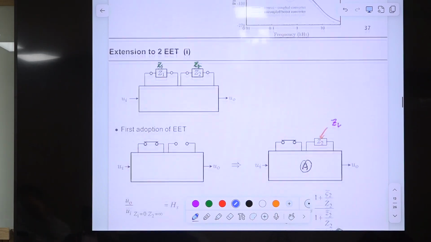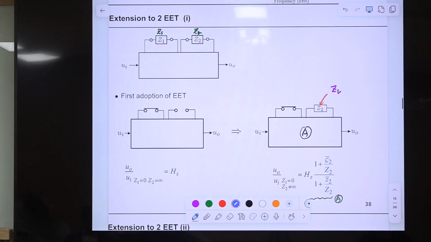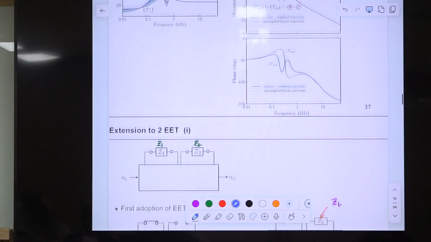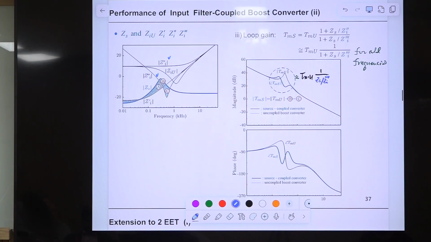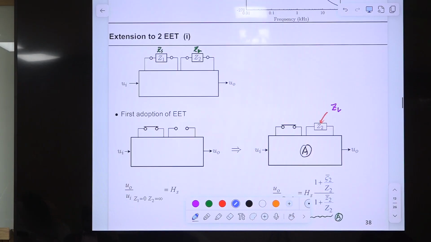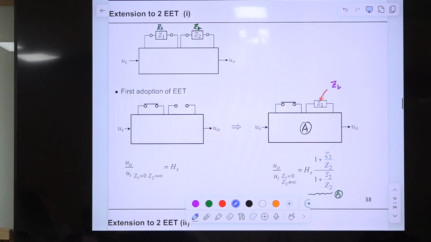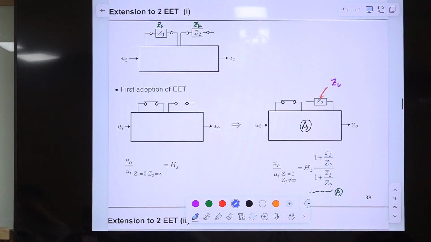Right? So everything is graphical. So we are assuming this data is available in Bode plot format using measurement or simulation or some other ways. Okay. Let's talk about the case of 2EET.